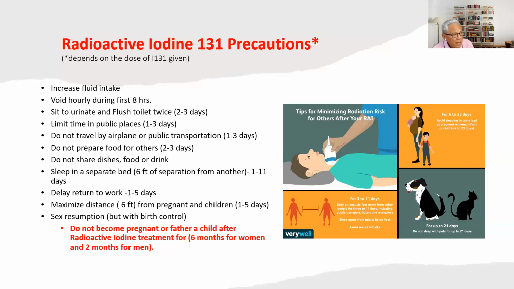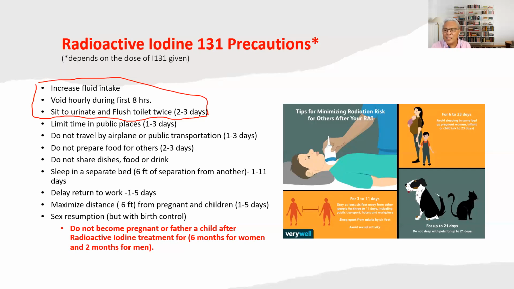So we emphasize that they need to sit down, and this is going to reduce the possibility of splashing the urine. If you splash the urine, then you're contaminating the toilet, obviously. We're also going to ask them to use a tissue to wipe up any urine on the toilet bowl, and then they have to flush the toilet twice. Okay, so please remember all these precautions, because this is common in the NCLEX. So hourly intake of fluid, and we encourage them to void every hour for the first 8 hours.